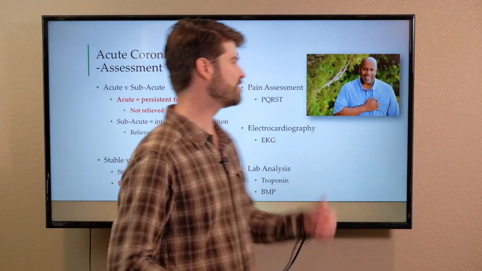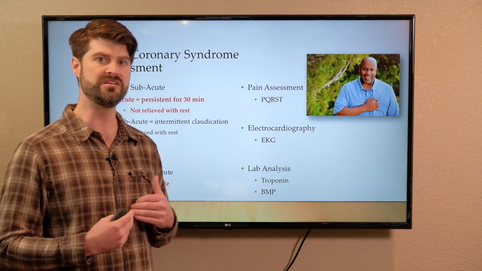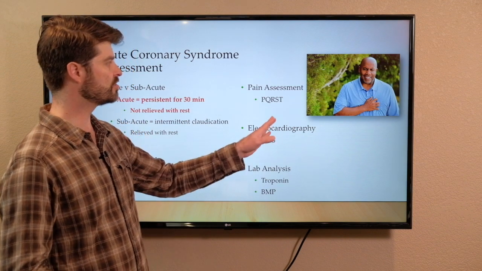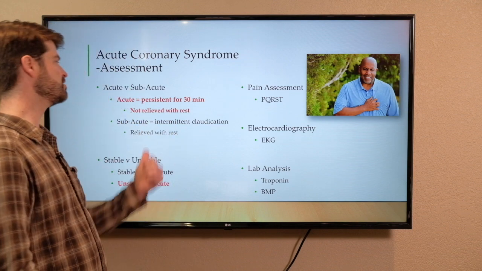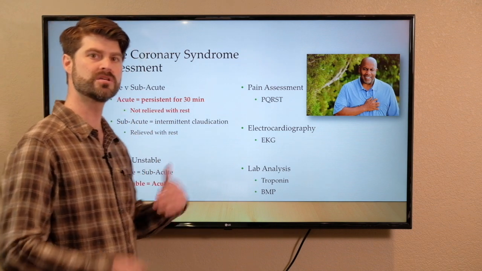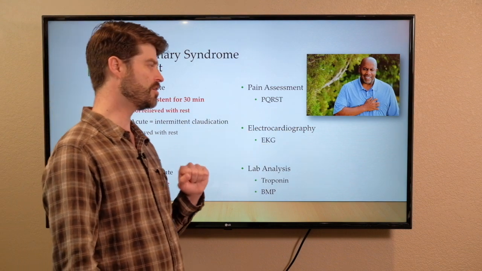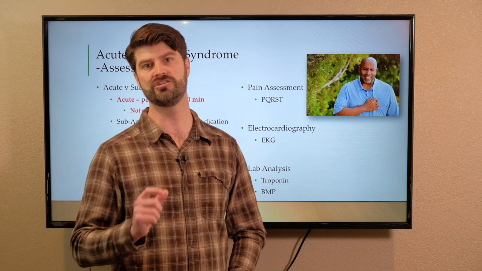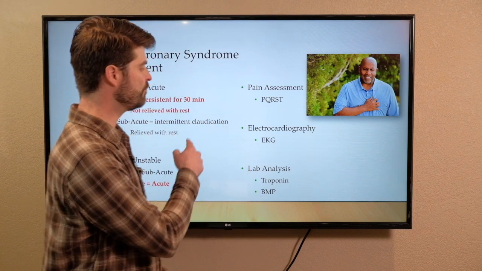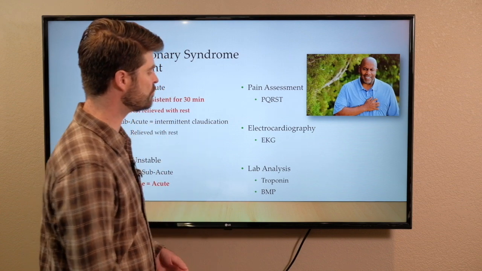Our big assessment things are pain assessment, PQRST assessments. We need to know all the details about their pain, especially the onset and the timing characteristics. We want to determine, are they acute or subacute in their presentation of disease? Then electrocardiography, we need to get EKGs on these patients. There are very specific EKG changes that we're looking for in order to diagnose acute coronary syndrome.